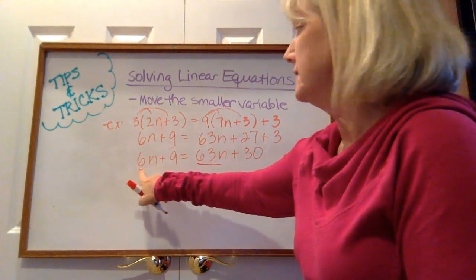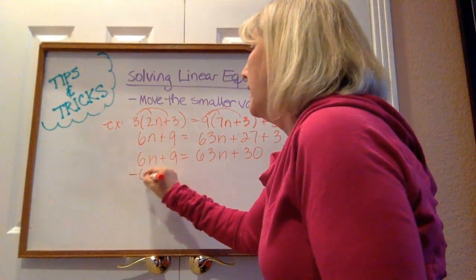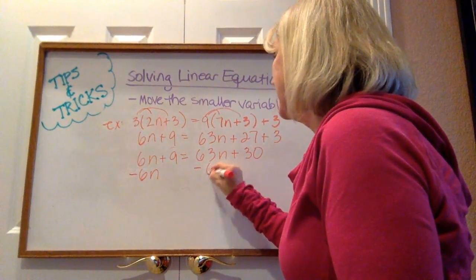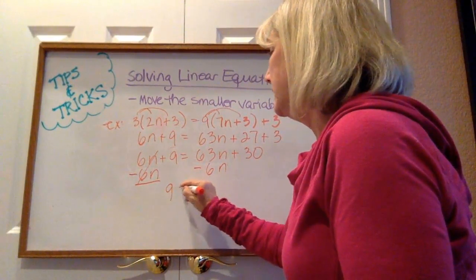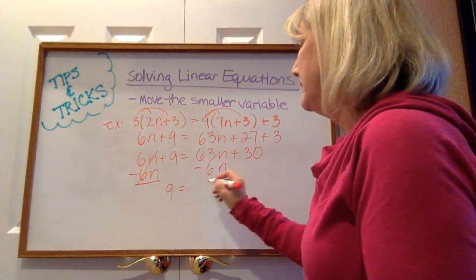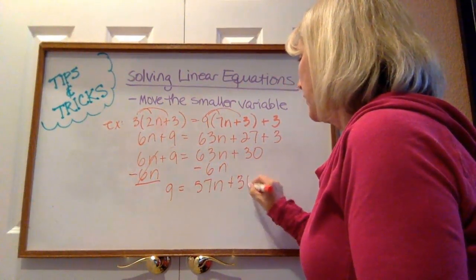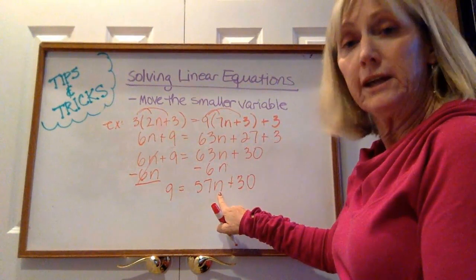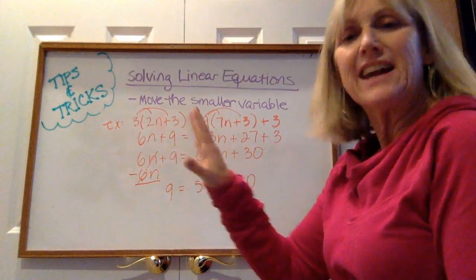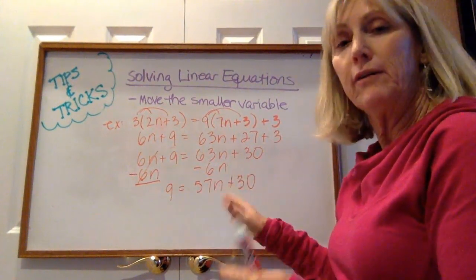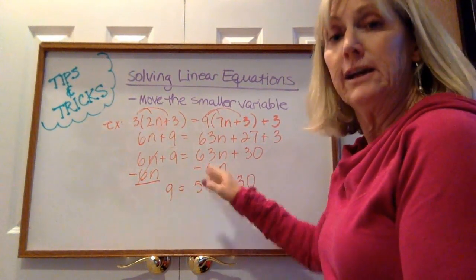So 6n is clearly the smaller variable, so we are going to move it over using algebra by subtracting 6n from both sides. So this adds to 0, so we're just left with 9 on this side. 63n minus 6n is 57n, and then we have the plus 30. Now the n is only on this side, and we need to move everything over here. I always say that n is kind of antisocial and doesn't like anybody around it, so we move the things that are furthest away first, and always the last thing you do is divide.